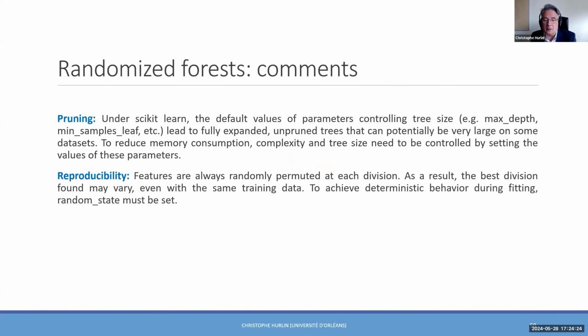Maybe I finish with some comments. So, pruning under scikit-learn, okay, the default values of parameters controlling the tree size lead to fully expanded unpruned trees. Okay, why? Because max depth is equal to none, and minimum sample length is equal to 0, etc. So, okay, there is no constraint on the size of the tree.